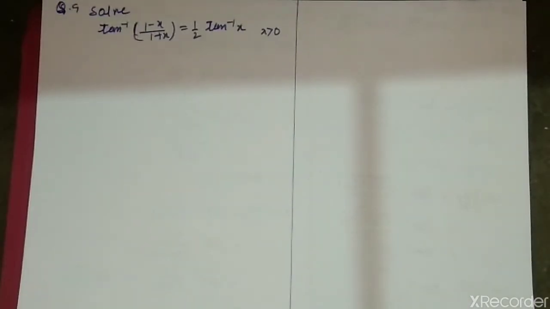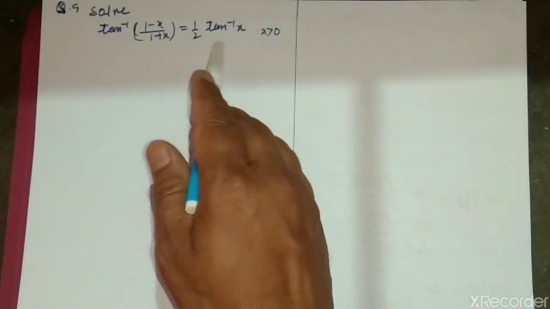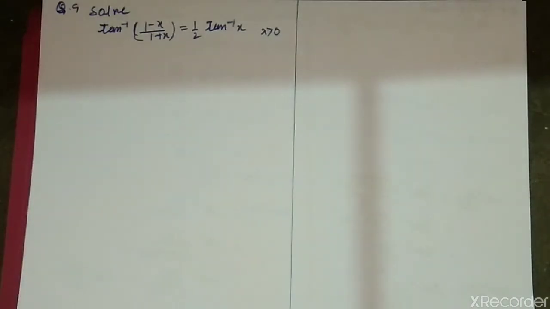Now in this question we have to solve tan inverse (1 minus x) upon (1 plus x) is equal to 1 upon 2 tan inverse x, with x greater than or equal to 0. Clear? तो इसमें हमें क्या करना है, वैल्यू फाइंड आउट करनी है. क्लियर? ओके, नाउ सॉल्यूशन.